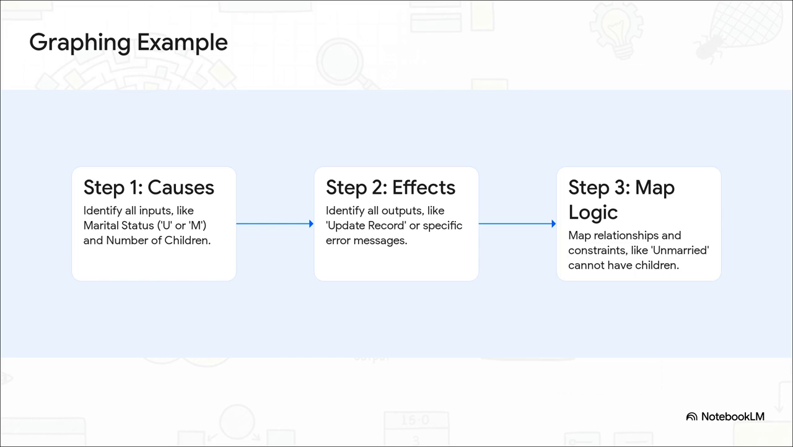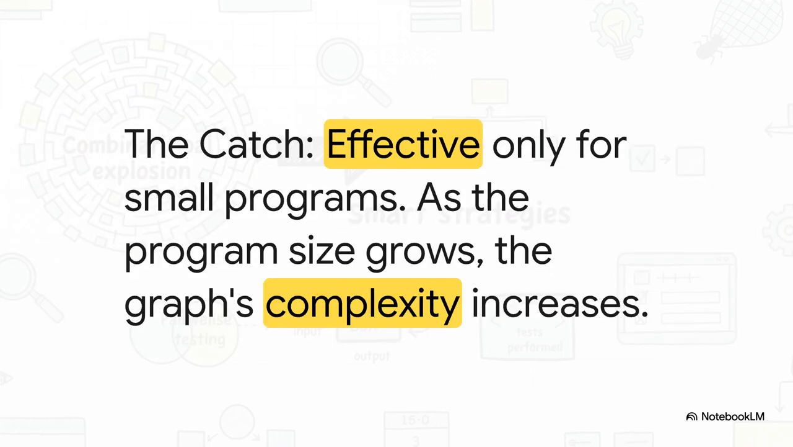So let's say you're testing a form. A cause could be the user selecting married from a drop-down menu. Another cause is them typing a number into the number of children field. The effect we're hoping for is that the record gets updated. But wait, what if they select unmarried but also enter 3 for the number of children? Well, that doesn't make sense. It's a logical contradiction. And that's what the graph helps you figure out, so you can trigger an error message, a different effect instead.